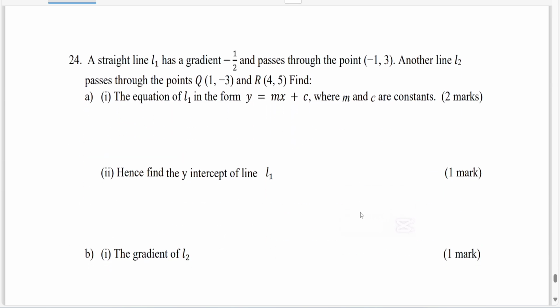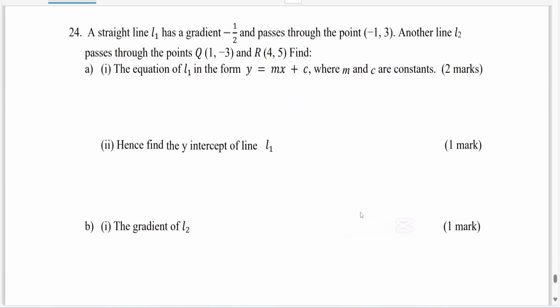The last question, equation of a straight line. Question 24 says a straight line L1 has a gradient of -1/2 and passes through the point (-1, 3). Another line L2 passes through the points Q(1, -3) and R(4, 5). Find: A, Roman 1, the equation of L1 in the form y equal to mx plus c, where m and c are constants. Roman 2, hence find the y-intercept of line L1. B, Roman 1, the gradient of L2.